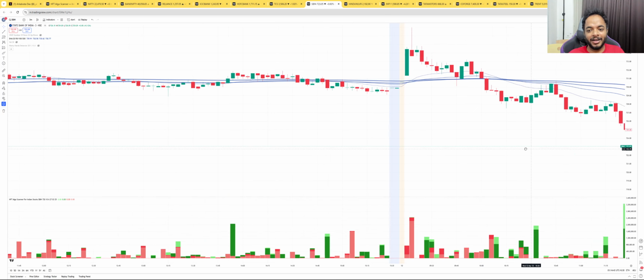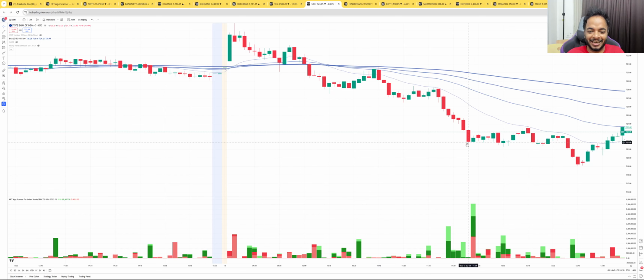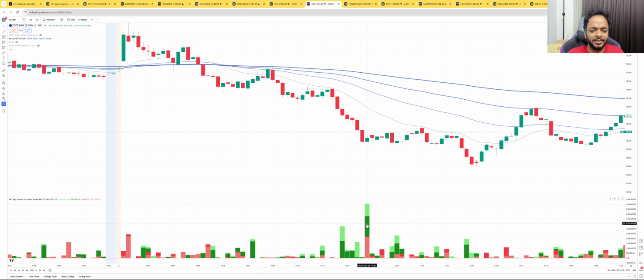So call writing, and then again it started falling. Almost at the bottom here, some put writing started. And the call writers, I think, started booking their profits here, and here also some call writing happened, and it fell. But now in this region, you would mostly notice that it's showing greenery.